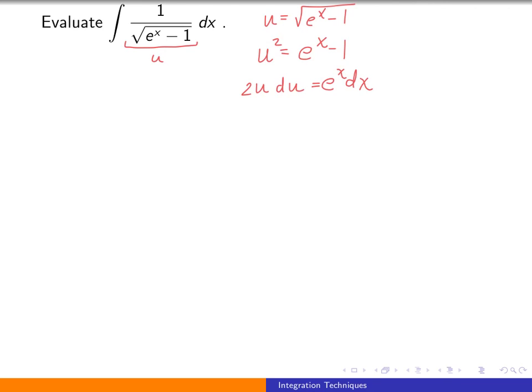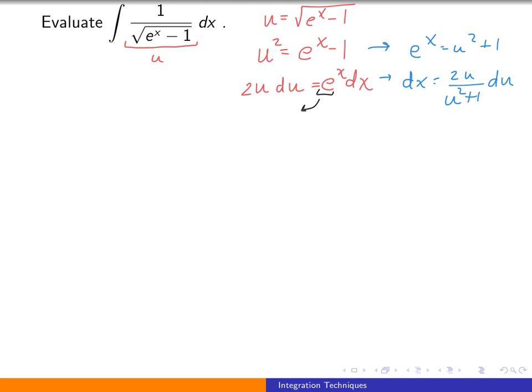So what I can do is think about maybe taking this e to the x term and dividing it off to the other side. But when I do that, I need to put it in terms of u's. So we know that u squared is equal to e to the x minus 1. So e to the x is equal to u squared plus 1, which tells us that dx will be equal to 2u over u squared plus 1 du. So this is definitely a much more difficult and more subtle substitution than we are maybe used to, but it's a good problem to think about.